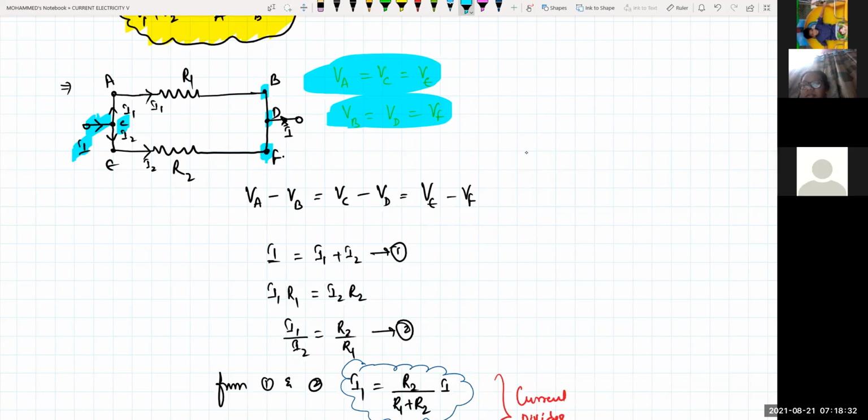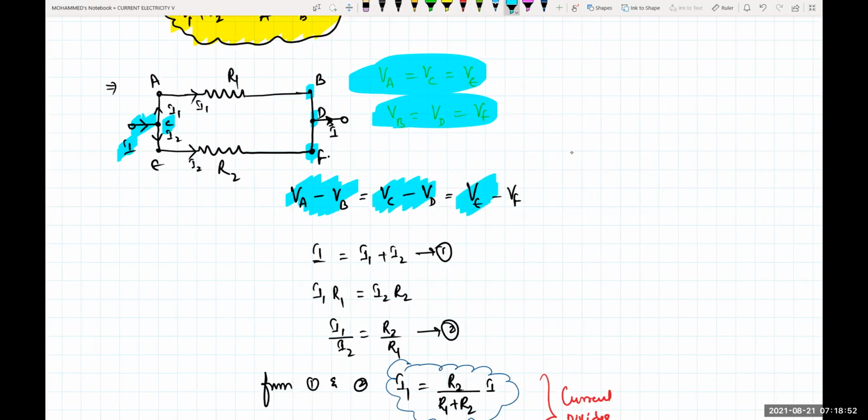Now come to VA minus VB. It will be equal to how much, beta? VA can be written as VC and VB can be written as VD. And VC can also be written as VE and VD can also be written as VF. So anything you can write in this one, beta. VA minus VB or VC minus VD or VE minus VF, everything will be one and the same.